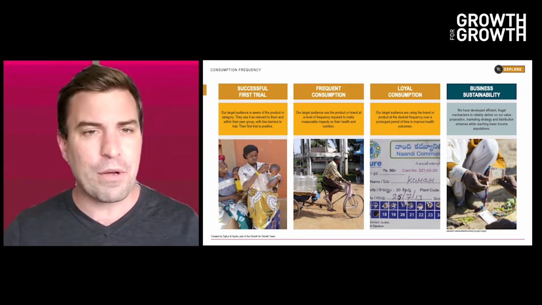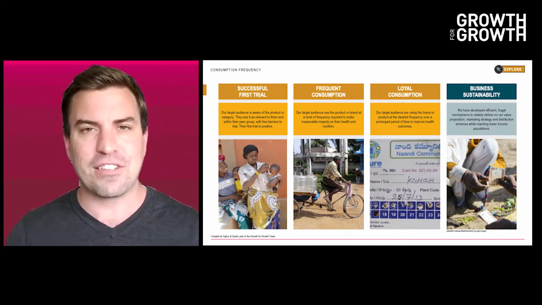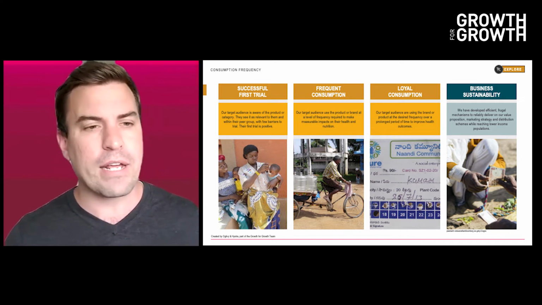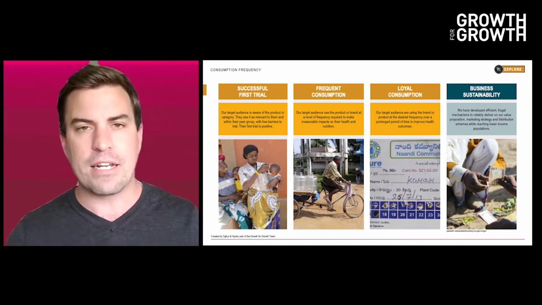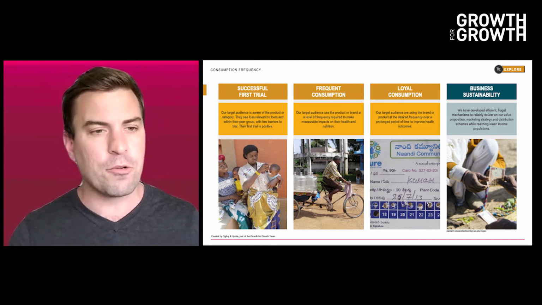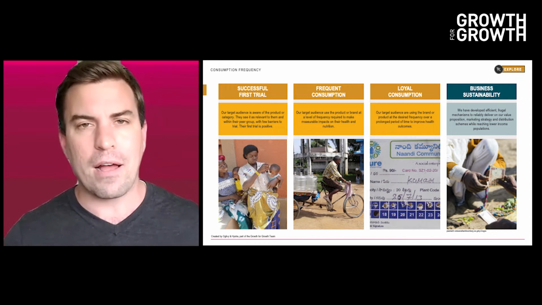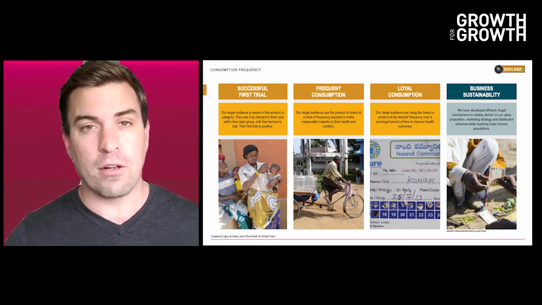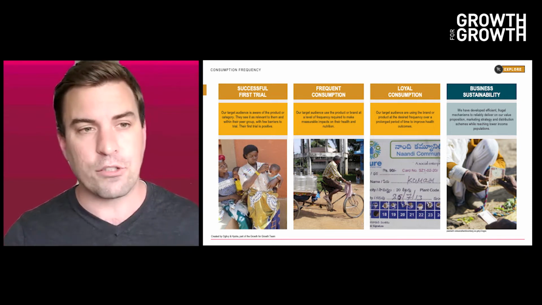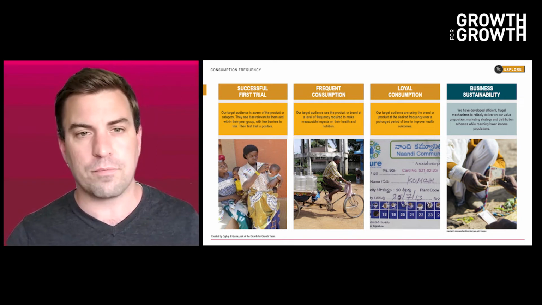So if we look at what we're seeking to achieve for successful first trial, what we really want here is that our audience are aware of the product or the category. They see it as relevant to them or their peer group, and there are few barriers to driving trial. Most importantly, when they do trial, that first trial is positive. So these are what we're seeking to achieve in successful first trial.